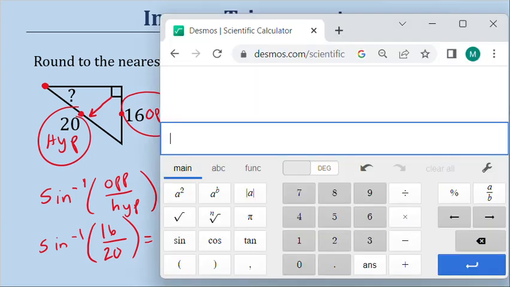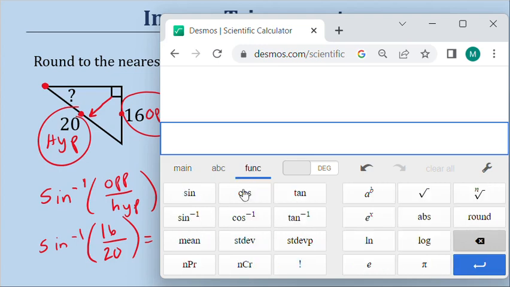I'm going to use the calculator at desmos.com/scientific because it's a really good calculator and it's available to pretty much anybody. The first thing I need to do on my calculator is find inverse sine. On Desmos, we go to the function pad and then we hit this sine -1. That's our inverse. If we were using regular trigonometry, we would hit regular sine.